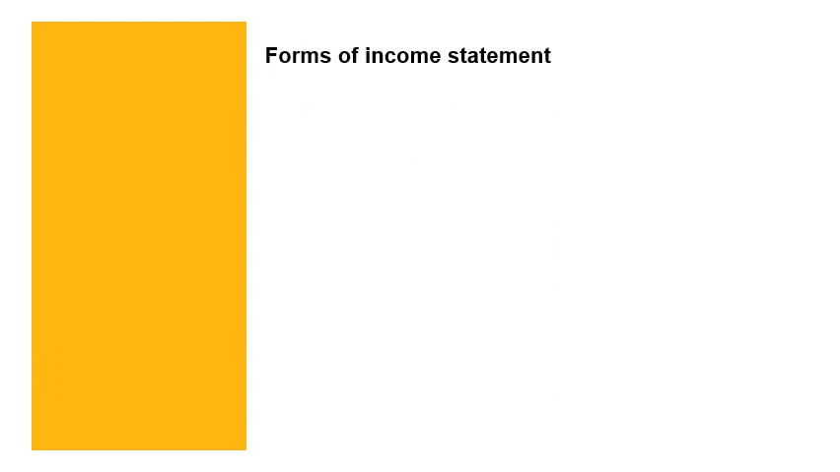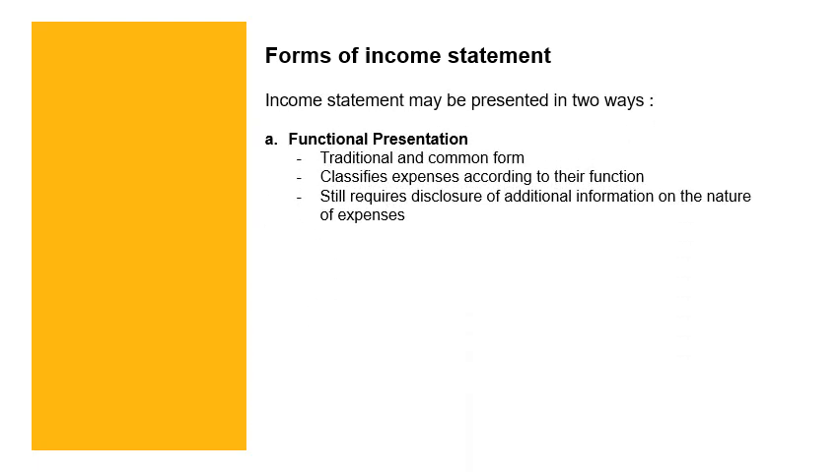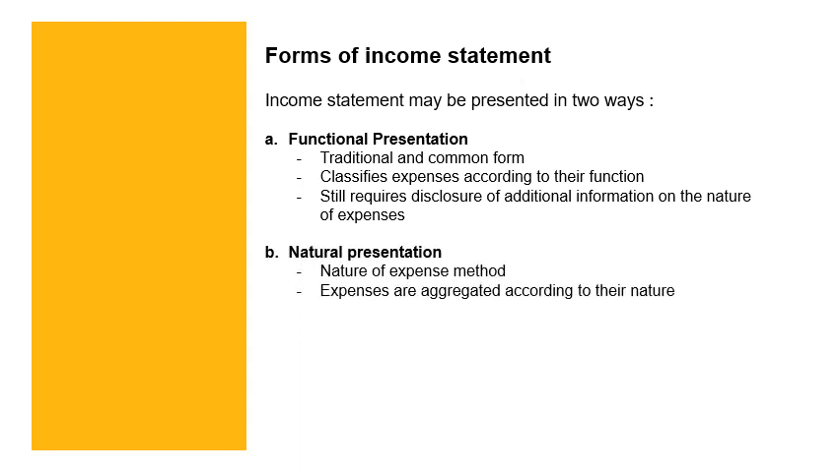Forms of income statement. Income statement may be presented in two ways. First, letter A, functional presentation, and letter B, natural presentation. First, the functional presentation. This is the traditional and common form. Siguro familiar na kayo dito. It is also called the cost of goods sold method, kasi dito, pinapresent natin yung cost of goods sold.